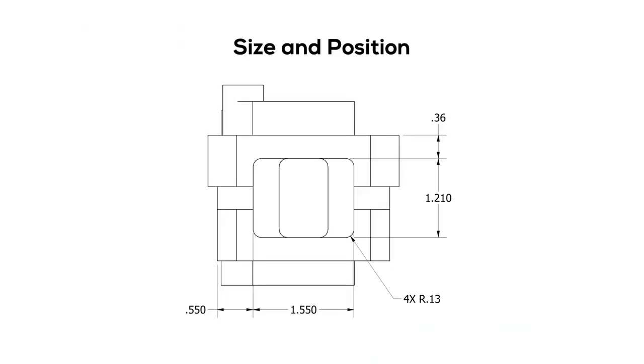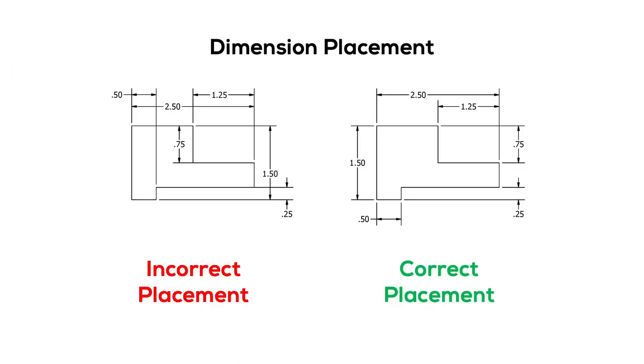When placing dimensions, you need to fully define the size and position of every feature, and this is where new engineers typically struggle the most, so be sure to check out the reference sheet on our website. The general rule is that dimensions should be placed outside of the view. You are not allowed to cross the dimension lines with either extension lines or leaders.